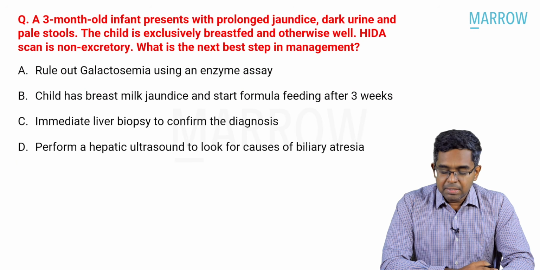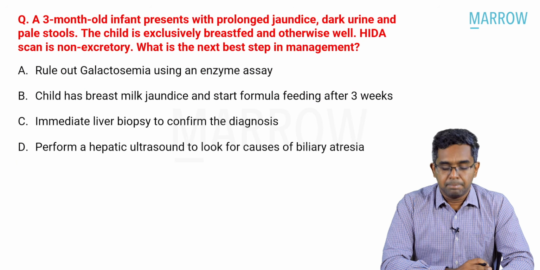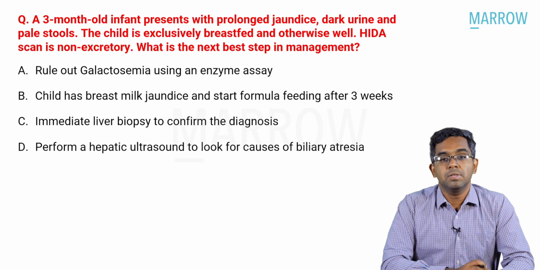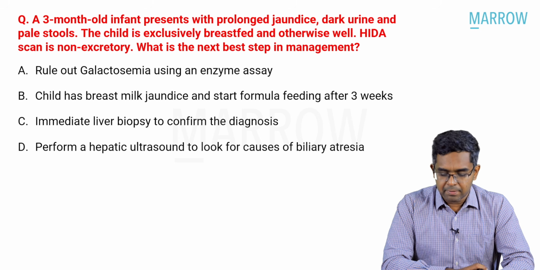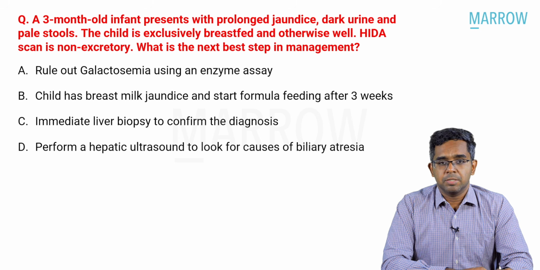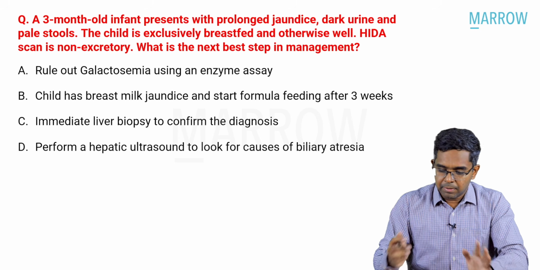A 3-month-old infant presents with prolonged jaundice, dark urine and pale stools. The child is exclusively breastfed and otherwise well. HIDA scan is non-excretory. What is the next best step in management? Okay, let us try to put it together.